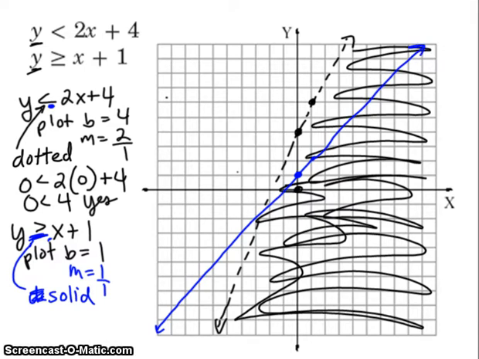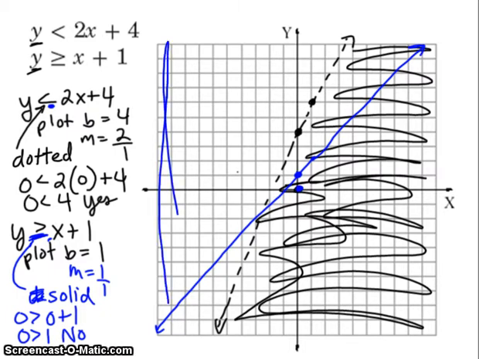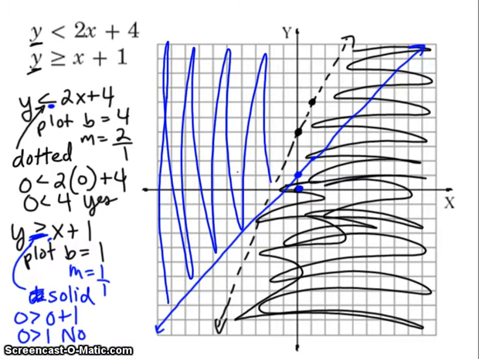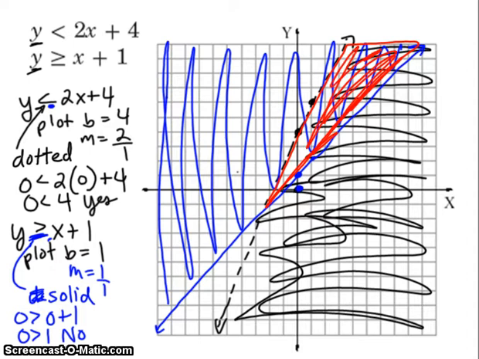Now we have to determine where to shade. So can we choose 0, 0? Yes, not on our line. 0 is greater than 0 plus 1. 0 is greater than 1? No. So we're going to shade opposite the side with 0, 0. And here's our shaded region where they overlap. You guys could do a better job with your coloring than I can.